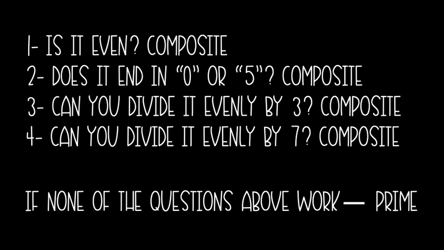Number 2, does the number end in a 5 or a 0? If the number ends in a 5 or a 0, it's composite because it is now divisible by 5, and they can stop right there and they don't need to go any further.